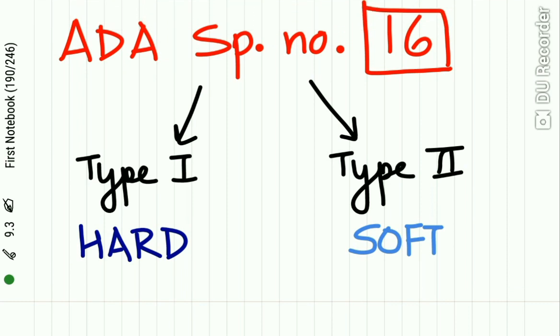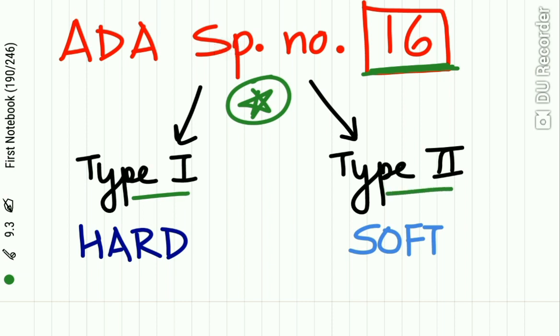Now, ADA specification number 16 divides the zinc oxide eugenol impression paste into two types. Very important, you should remember this. The ZOE pastes are of two types, type 1 and type 2. Type 1 is the hard variant while type 2 is the soft variant.